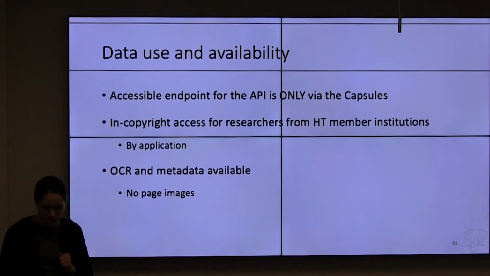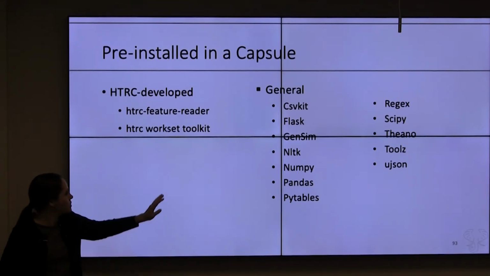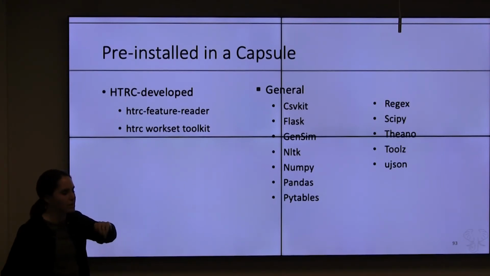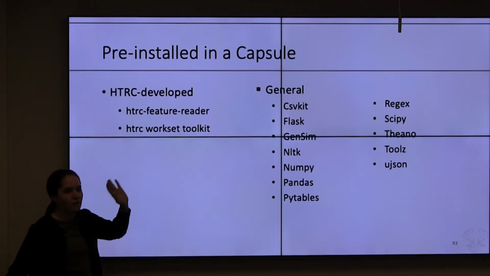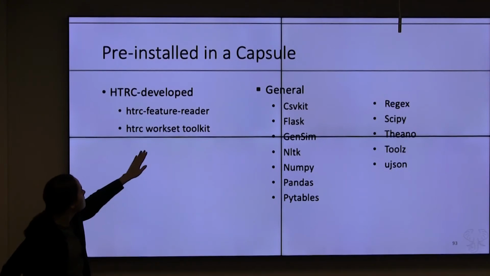And we're skipping quickly through these. Pre-installed in every capsule are some HTRC developed tools, including the feature reader. I don't know why I said that out of turn. You may or may not want to use the feature reader library in a data capsule. It might not be the intended use case, but maybe you want to use the extracted features files there.